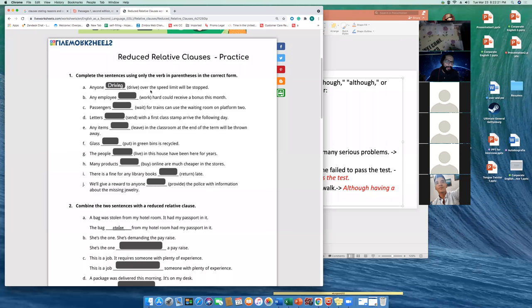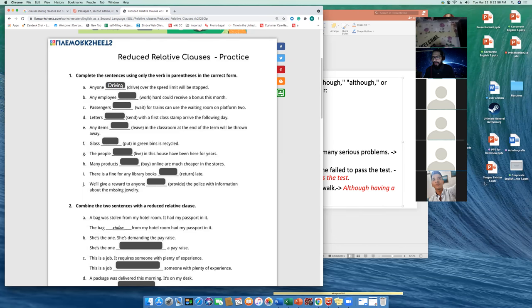All right, so now you guys help me out with the rest of them. Look at the verb that's in parentheses. And what would we need to do to reduce? What do you guys say?